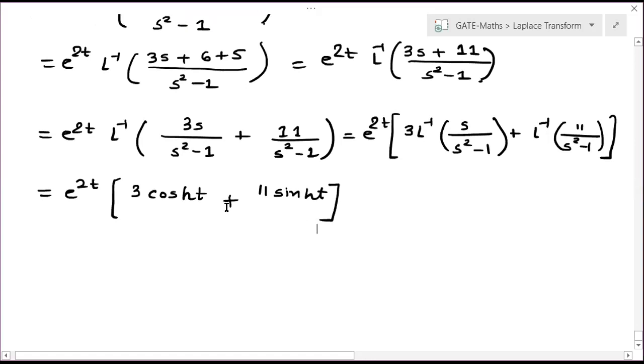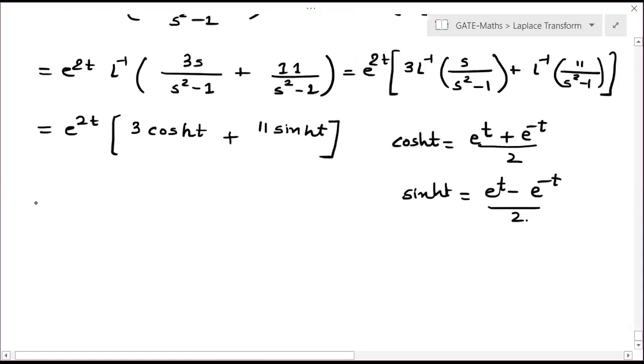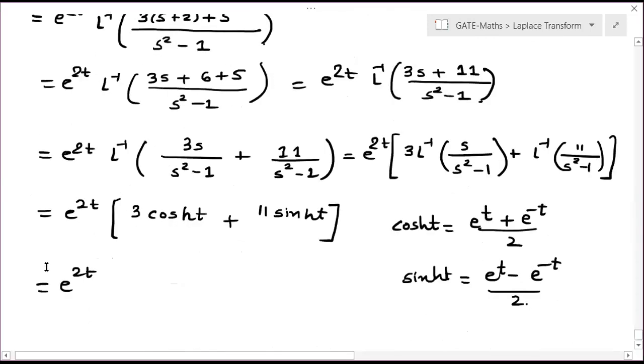Okay. Because cos hyperbolic t can be converted to e to the power t plus e to the power minus t by 2, and sine hyperbolic t can be converted to e to the power t minus e to the power minus t by 2, isn't it? So let us try to convert them. So this is equal to e to the power 2t. Right. I will show you one easier method for this as well, right? But since we got this method first, so we tried this method first.